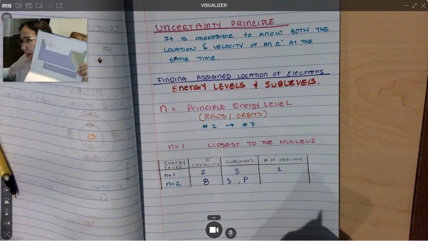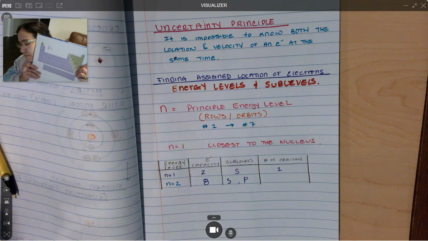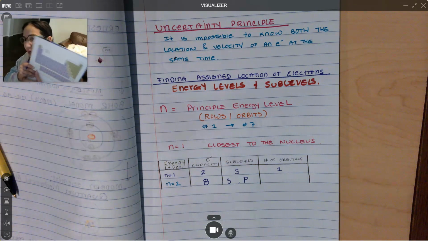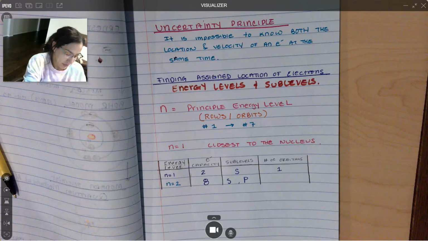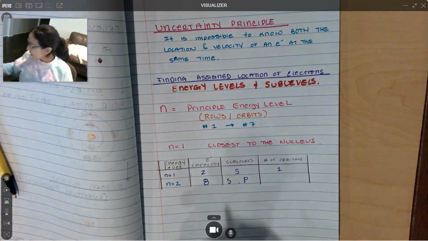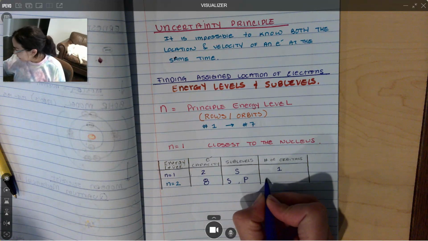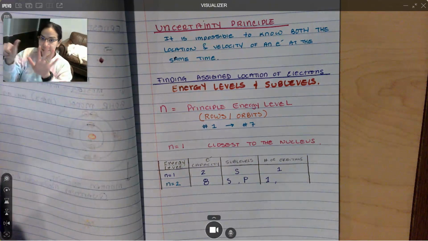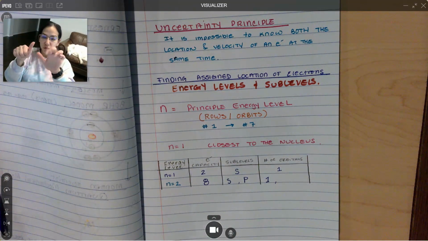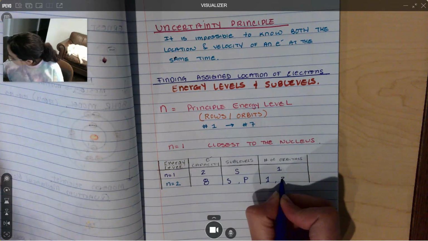And how many orbitals does each hold? Well, every 2 electrons fit inside 1 orbital. So 2 electrons per orbital. Let me put this down. So an s orbital can hold 2, so that is going to be 1 orbital for the s. And for my p orbital, there's 6 electrons, so that's 2, 4, 6. That's going to give me 3 orbitals.